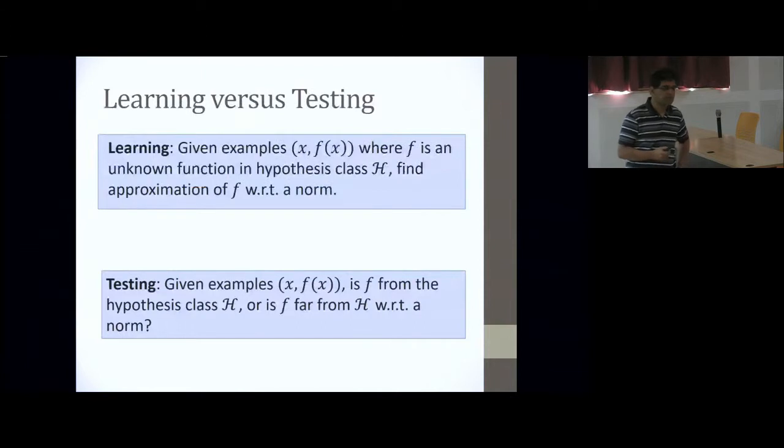Okay, so let me first tell you what testing is. Testing is a relaxation of learning in a certain sense. In supervised learning, the problem is that you're given examples x, f(x), where you're promised that f is an unknown function from some hypothesis class H. This hypothesis class could be linear functions or neural networks. Then you want to find an approximation of f with respect to some norm by seeing these examples, and you want to do it efficiently.